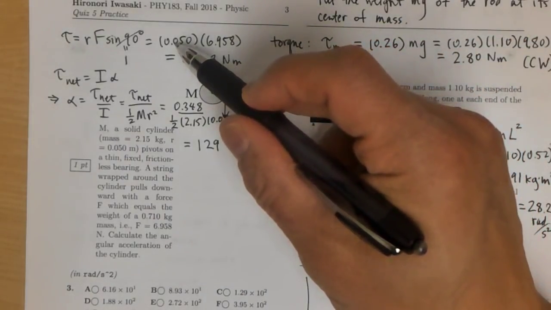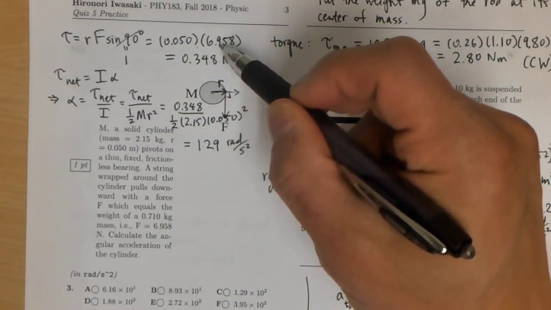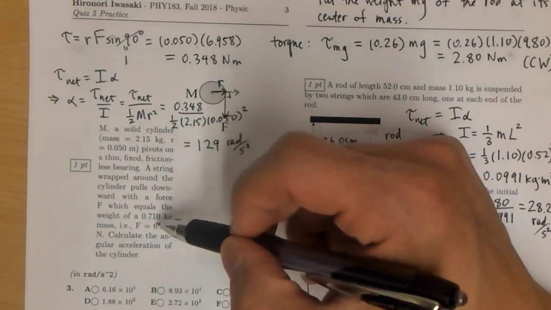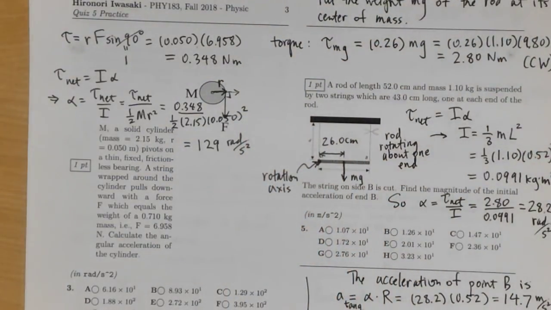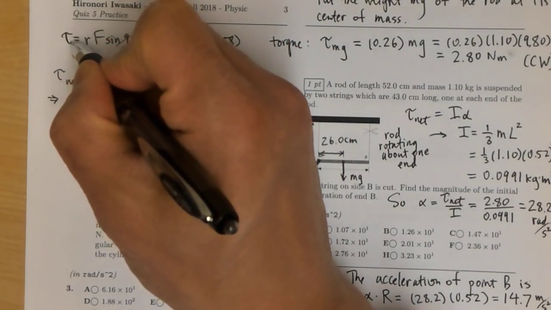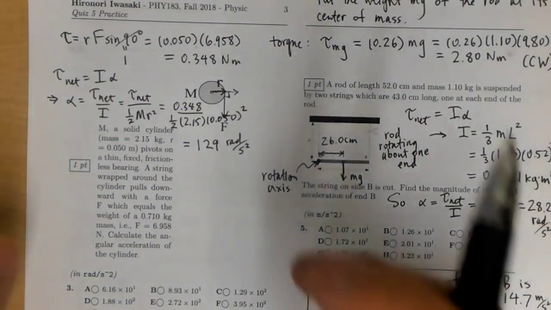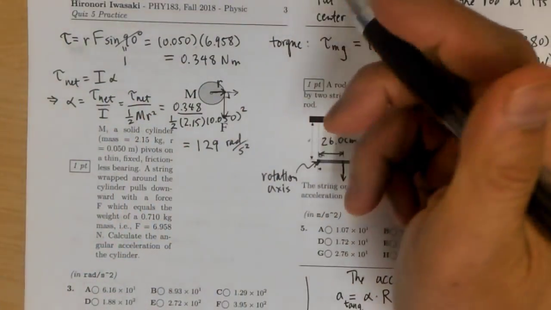So I get R, which is 0.05, times F, which is 6.958, it's given. You get 0.348 Newton meters. So that is the calculation of the torque. But now we need to connect it to the angular acceleration.